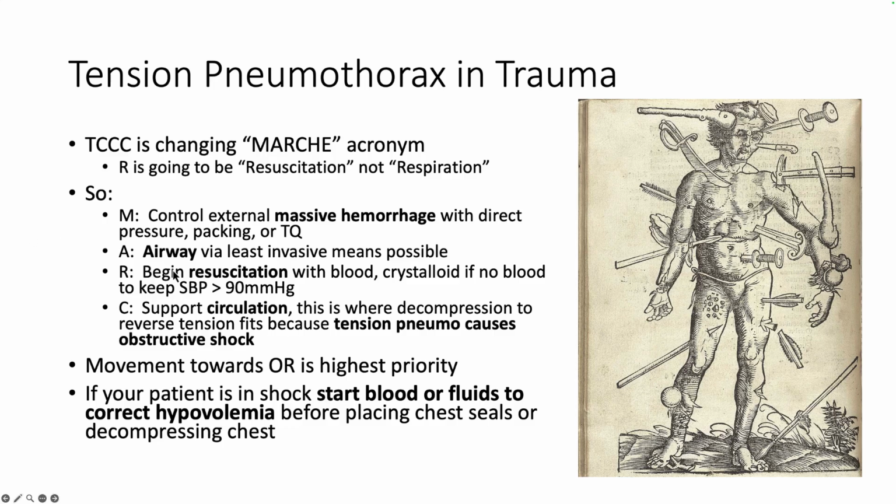And generally, we're going to handle our massive hemorrhage and our airway on scene, and then during transport, or maybe partially getting started on scene, getting that resuscitation and circulation support, tension pneumothorax. So our big priority is M and A and move, and then these other things are going to happen either if we have the ability on scene without delaying transport or in the rig as we're moving. So if your patient is in shock, start blood or fluids to correct the hypovolemia before placing chest seals or decompressing the chest. This is going to be our priority for our shocky patients.